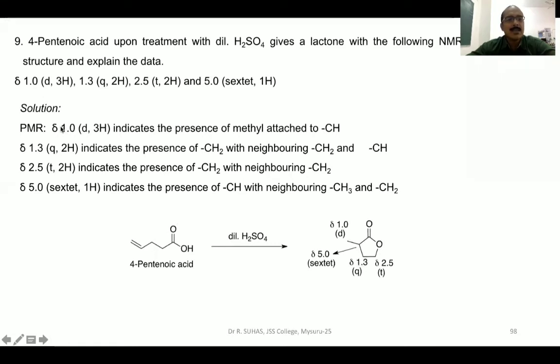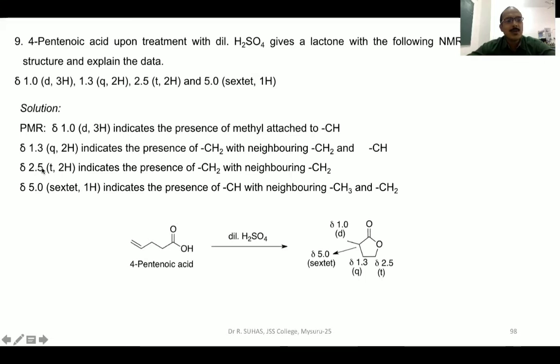The first one is delta 1, doublet, 3H. So doublet 3H means there should be a methyl group, but that methyl group is attached to another CH because it is giving a doublet. The neighbor should have 1 hydrogen; 1 plus 1 is 2, that is doublet. Next is 1.3, quartet, 2H. 2H indicates the presence of CH2, but the neighbor should be CH3, or in this case it may be different.